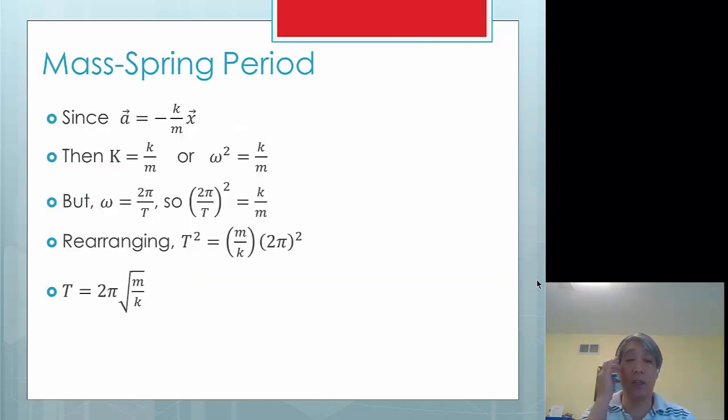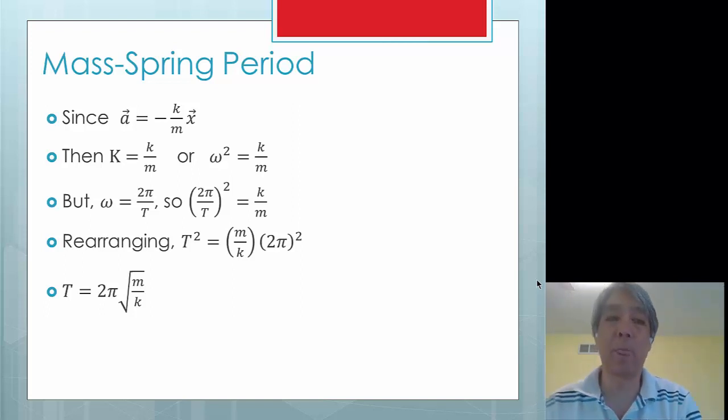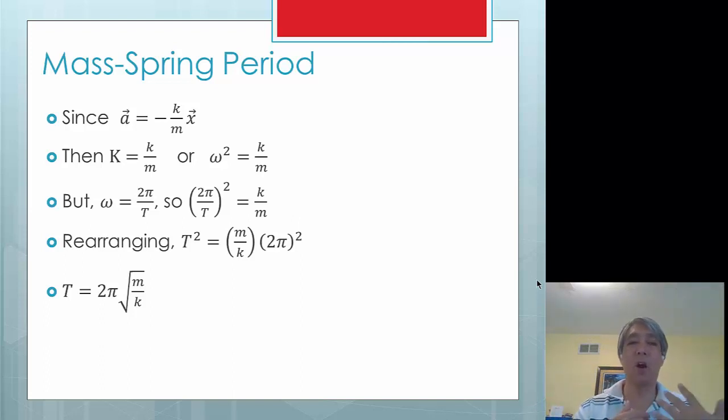The next two slides are basically going to show the derivation for the period of a mass spring system and a pendulum. Since my acceleration for a mass spring is minus k over m, my constant capital K, or that coefficient that I had a couple slides back, equals k over m, or basically my omega squared equals k over m. But remember, omega also is equal to 2 pi over the period T. So substituting, I find that my period squared is going to equal m over k times 2 pi squared.